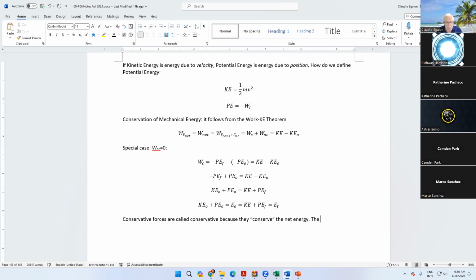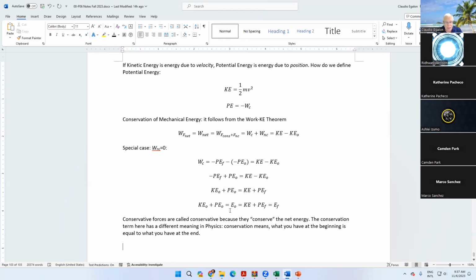And the conservation term here, what does it mean? The conservation term here has a different meaning in physics. Conservation means what you have at the beginning is equal to what you have at the end. Okay, that's what conservation means in physics in this context.